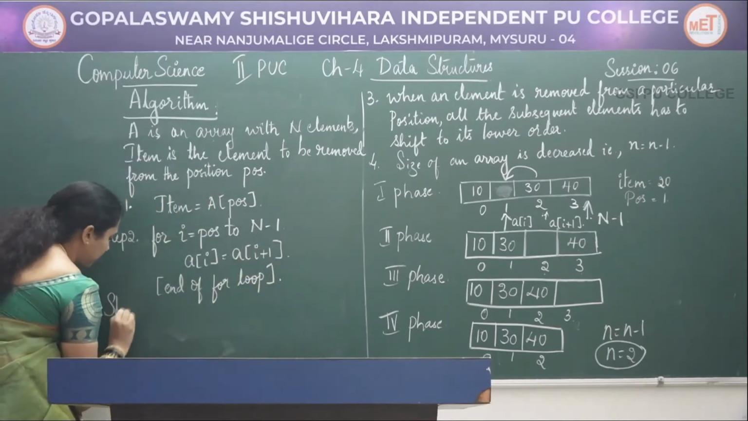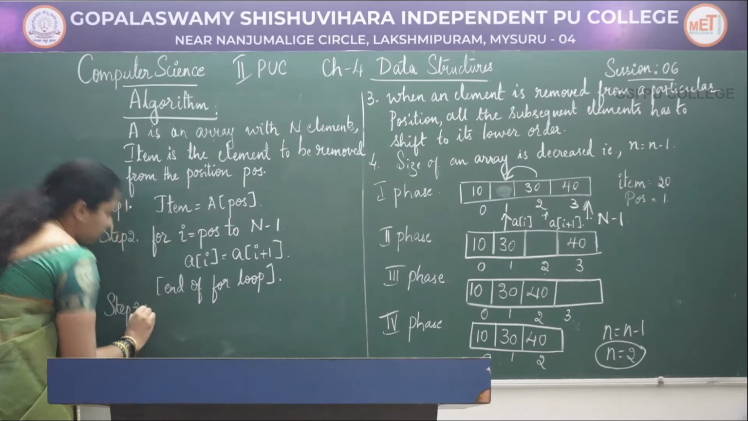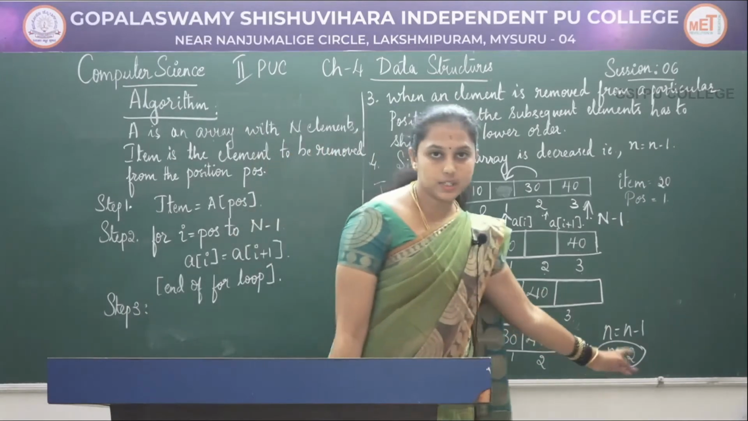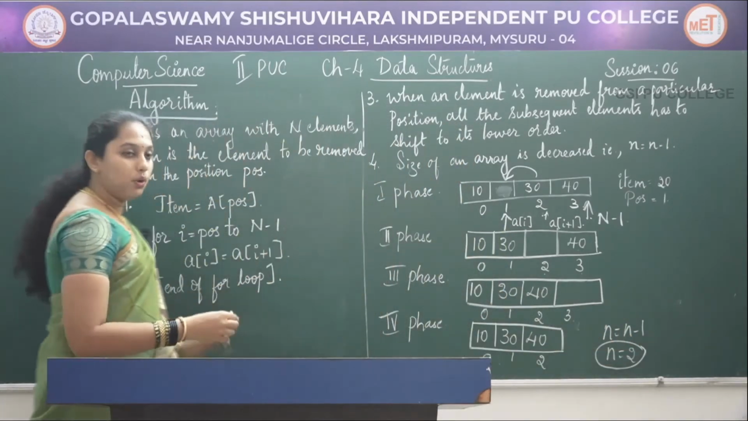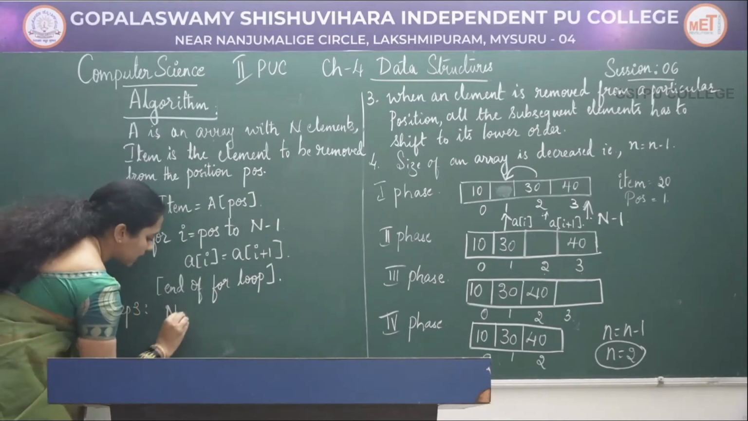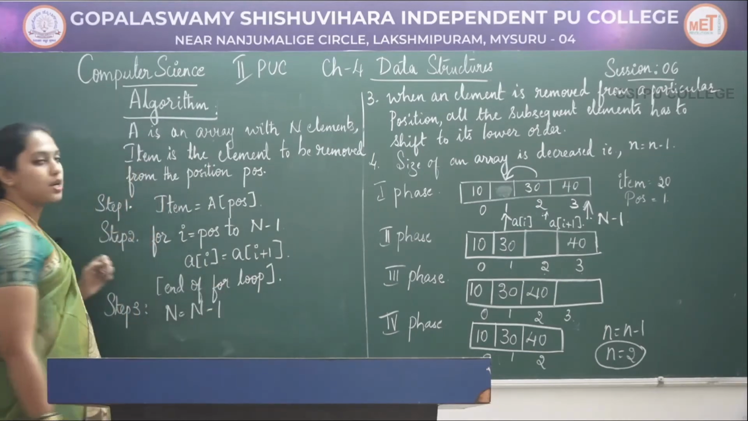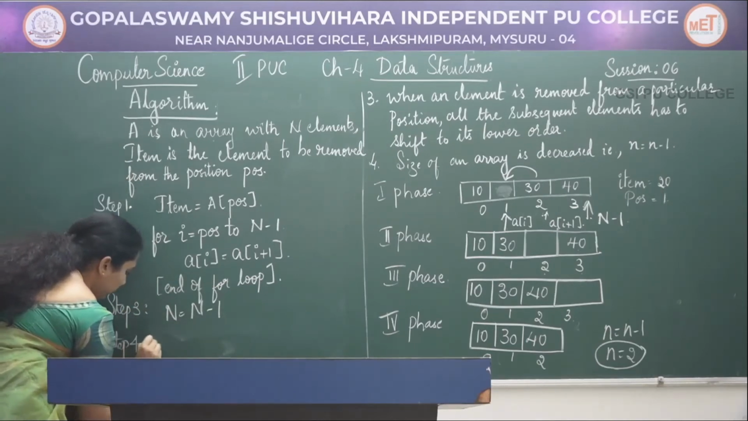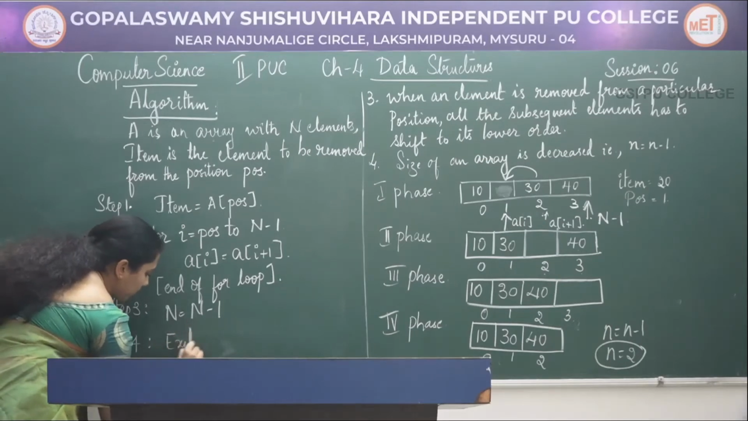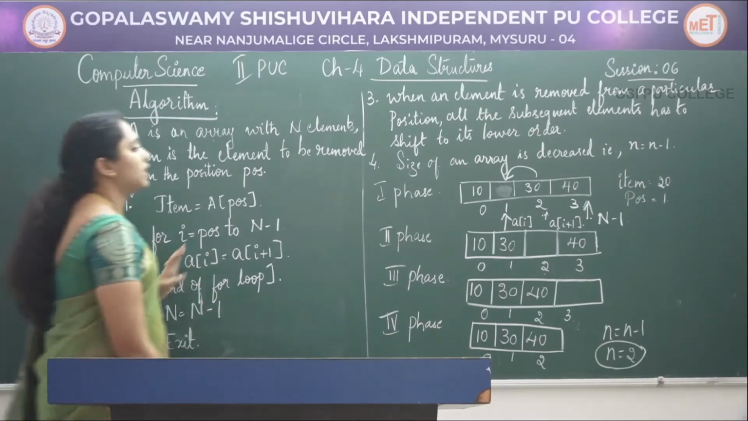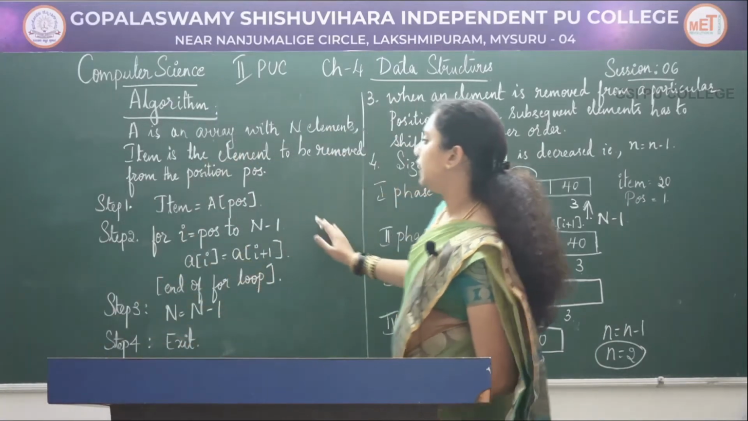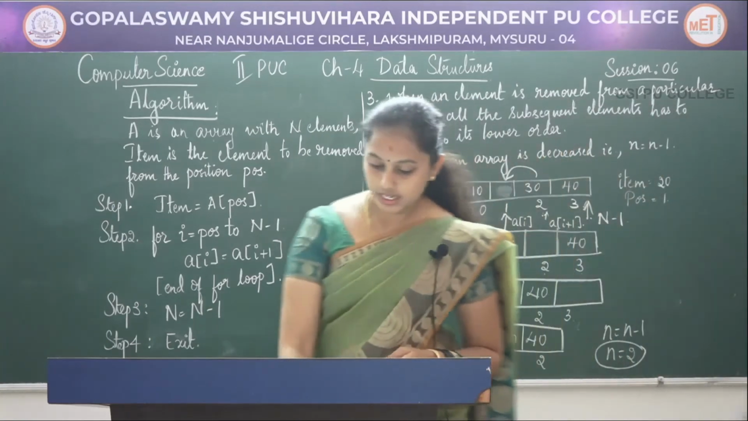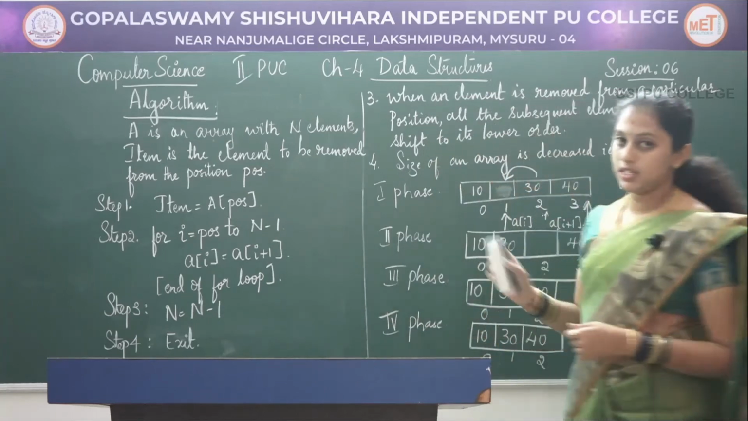So, what is step 3? After deleting an element from an array, the size of an array is decreased by 1. So, it is n is equal to n minus 1. Step 4 is exit. So, this is an algorithm for deletion of an element from an array. Now, let us write a C++ program for this.